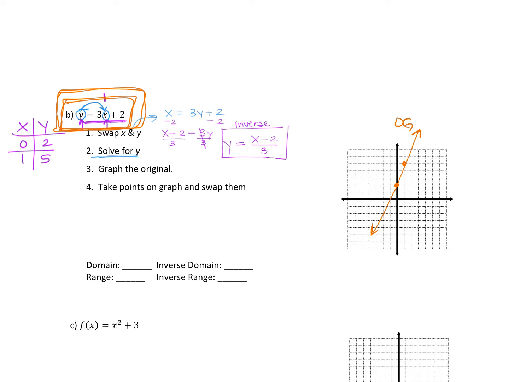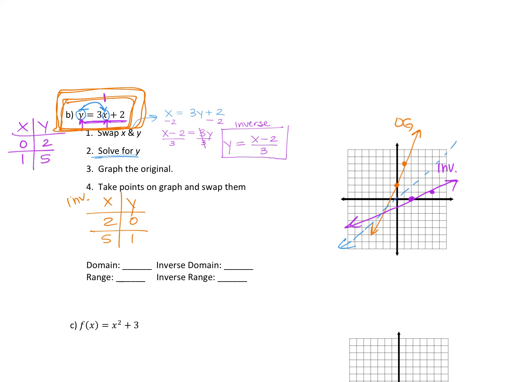My inverse then would be to swap those points. So my x and my y for my inverse are going to be 2, 0 and 5, 1. Okay, so 2, 0 and 5, 1 would be right here. Okay, so this is my inverse. Orange is my original, purple's my inverse. Okay, notice the line they reflect over makes sense, right? It's right there, which you don't have to draw in, but that's what it looks like.